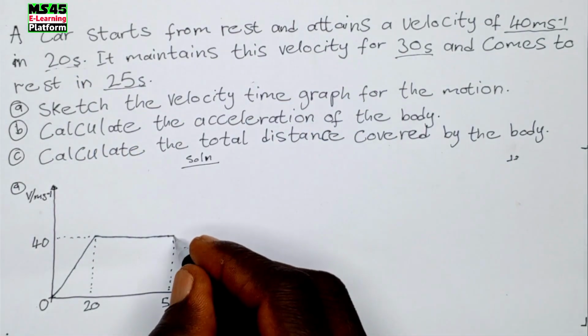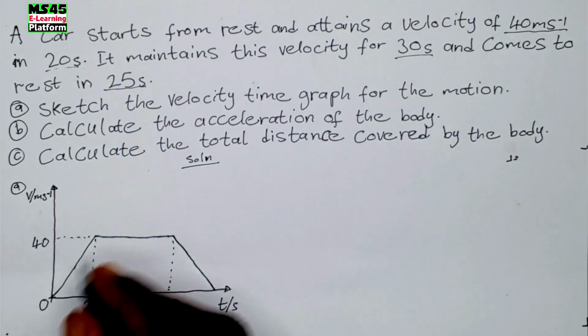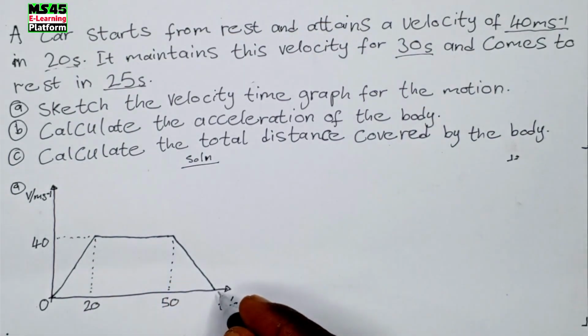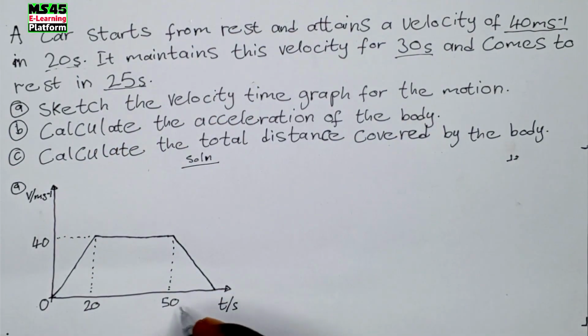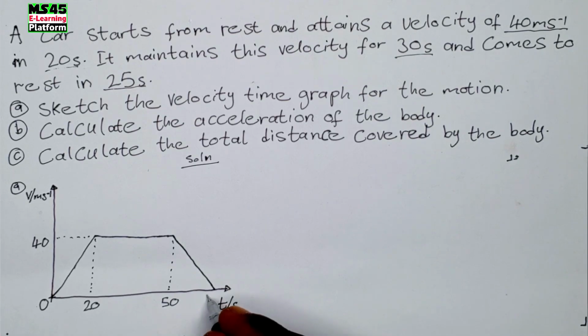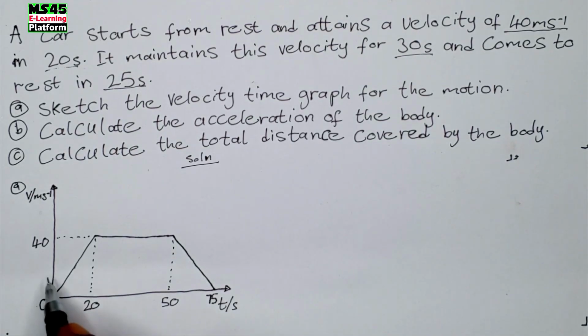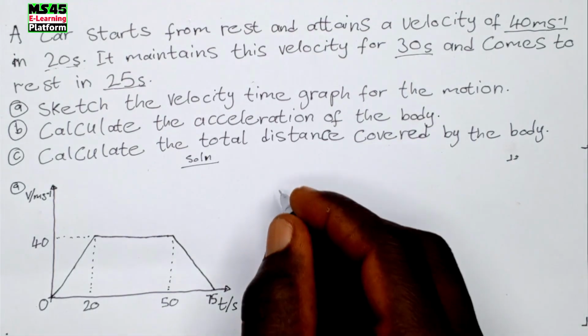When something is coming to rest, it will come down like this. It starts from rest, attains the velocity and then comes to rest. So in 25 seconds, 25 plus 50 will give us 75. So this is the graph of the motion. We are done with A. We come to B.